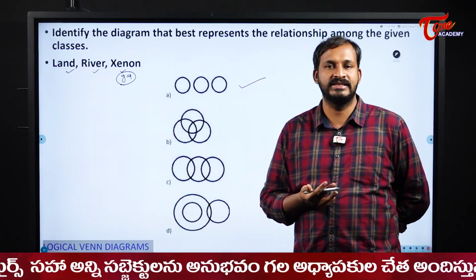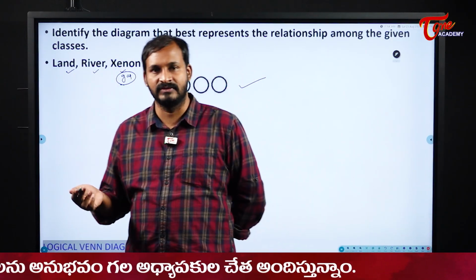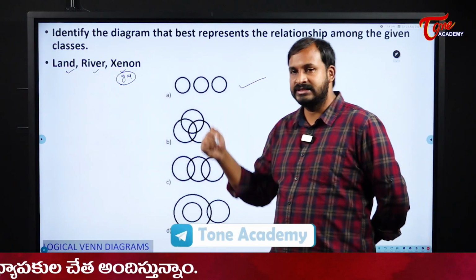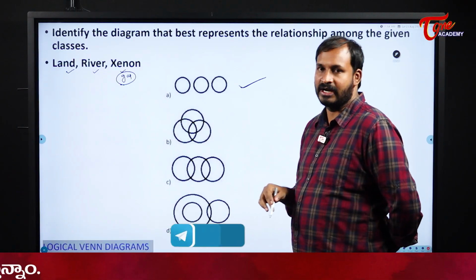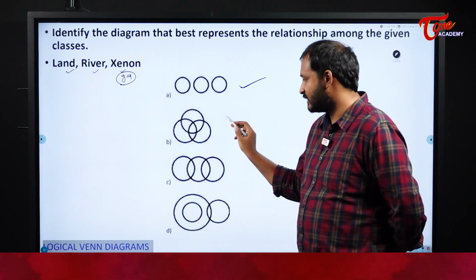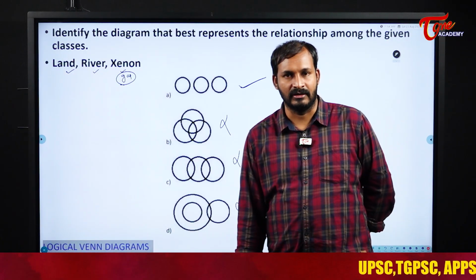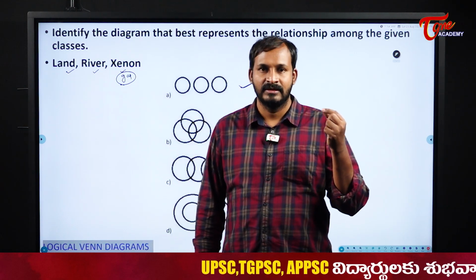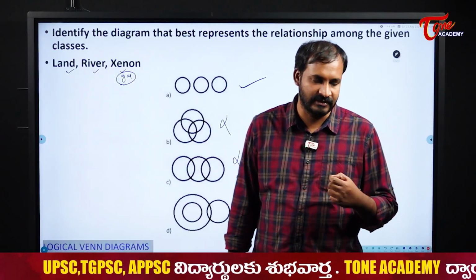If you don't know what this xenon is, we cannot say. Why? Because xenon is one of the noble elements, we all know. It will be in a gaseous state. So that is gas. So land, river and xenon, option A will be our answer here. So these three are completely wrong. So students, for these Venn diagrams, you should have general knowledge as well as some basic reasoning capability. Then only you can answer it. Else it becomes difficult. Next one.